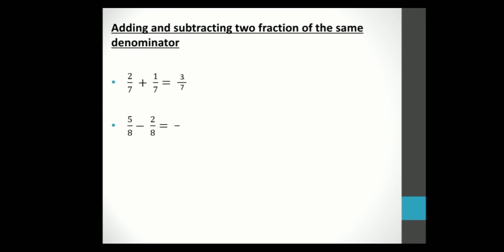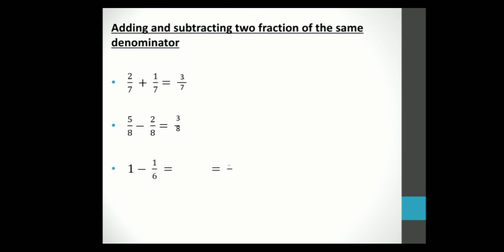Another one, 5 over 8 minus 2 over 8. First, I look at the denominator. The denominator here is similar. Yes, the denominator is 8. So, I do 5 minus 2. 5 minus 2 equals 3. So first, I write 8 down and then I put 3 up.